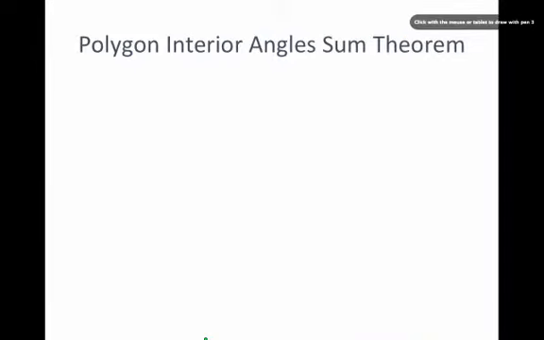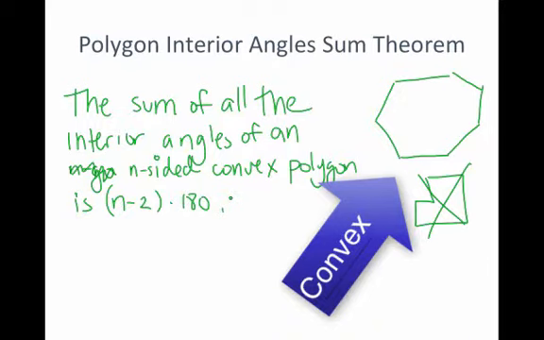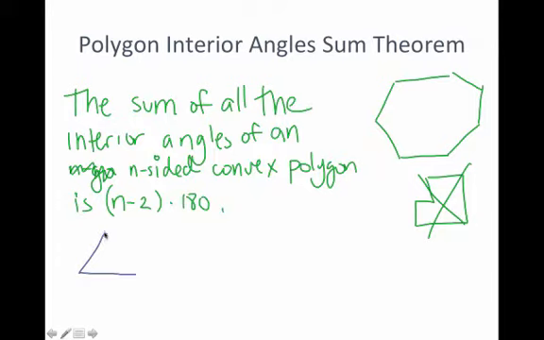The Polygon Interior Angle Sum Theorem says the sum of all the interior angles of an n-sided convex polygon is n minus 2 times 180. And if we think of the previous slide, when we talked about a triangle, we knew all the angles in a triangle added up to be 180. A triangle has 3 sides, 3 minus 2 times 180 is 1 times 180, and of course that works. All the angles add up to be 180.